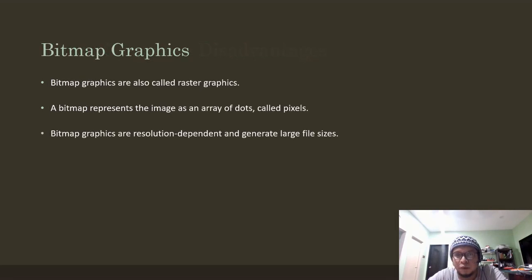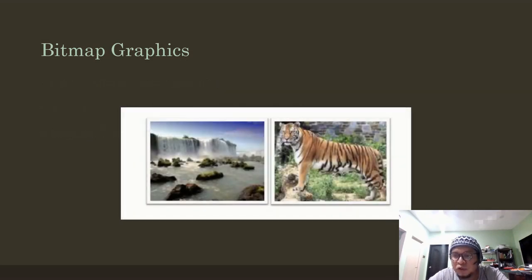The second one is bitmap graphic. Bitmap graphics are also called raster graphics. A bitmap represents the image as an array of dots called pixels. Bitmap graphics are resolution dependent and generate large file sizes. So this is the example of bitmap graphic.